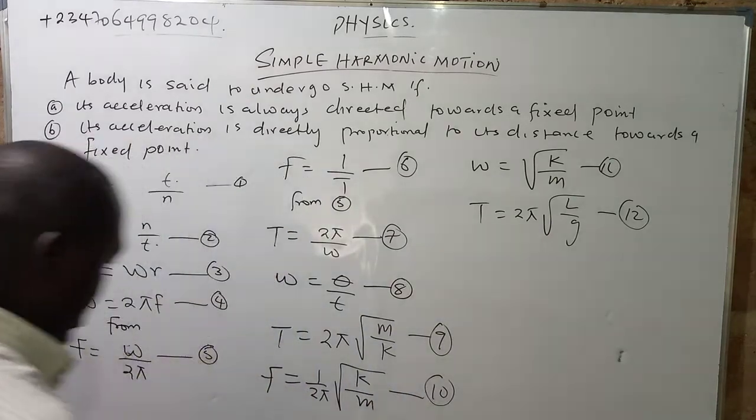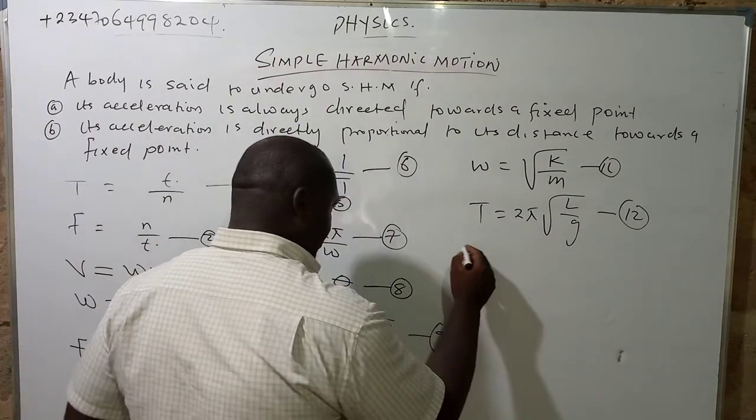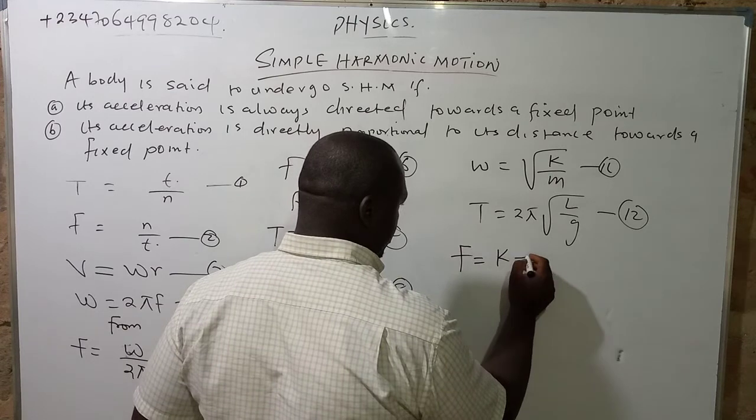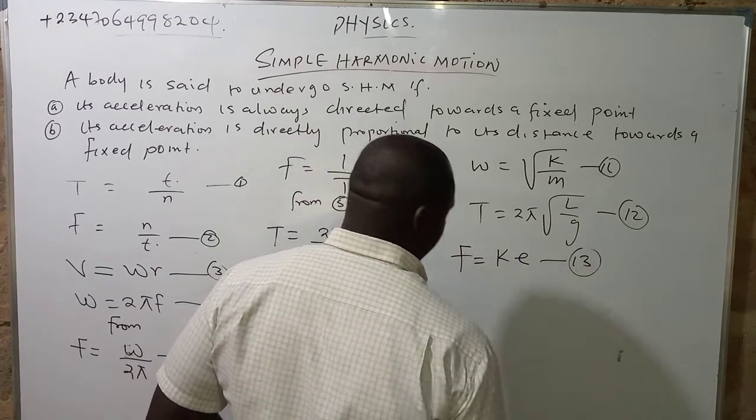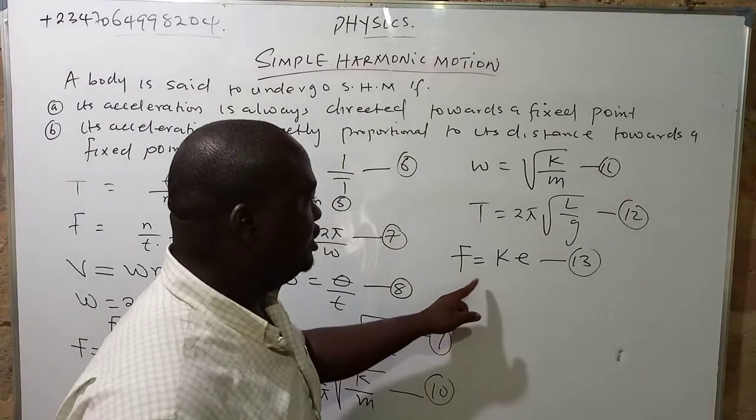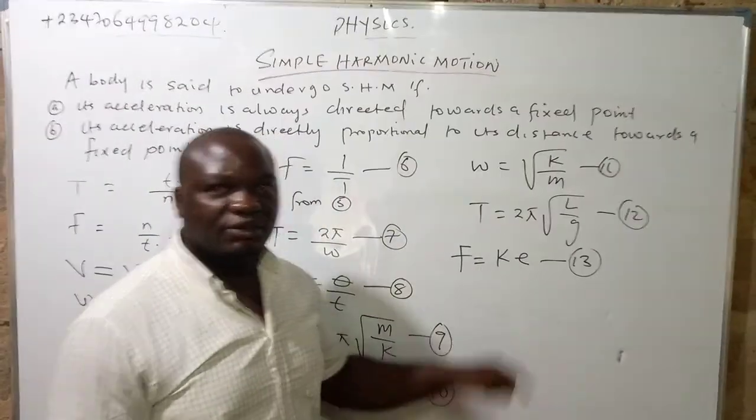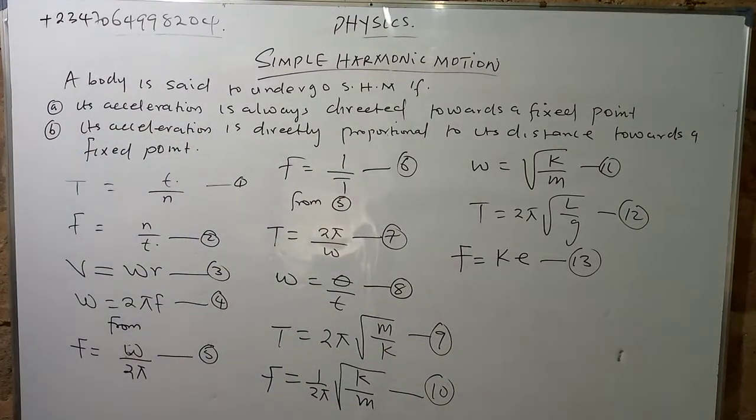L over G. And I know from Hooke's law that F equals Ke. This is equation 13. Where this is the force, here is the constant, and of course this is the extension or length.